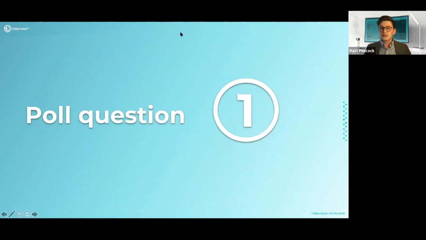Here, I just want to ask a poll to gauge your awareness of what double materiality is. You can see it popping up on your screen now. Are you aware of what double materiality is? Yes, no, never heard of it. We'll give you about 10 or 15 seconds to give in your answers.